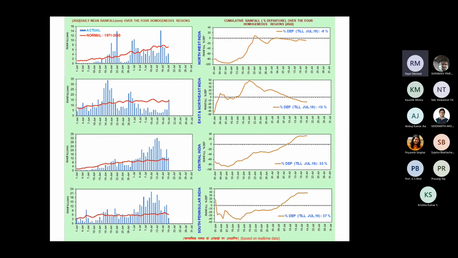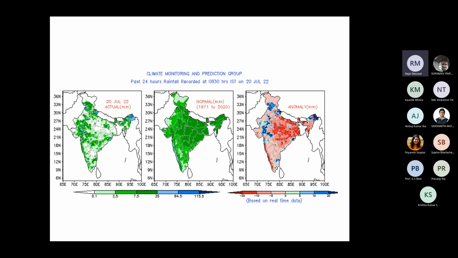If you look at the homogeneous regions also, you can see clearly northwest and northeast India suffered badly. They had below normal rainfall, and both central India and South India did very well. Although I don't have the 20th July actual data, I don't know why, they have put up the actual rainfall till 8:30 this morning. You can see clearly, yesterday was not a great rainfall day. It rained only in certain regions of northwest, Jammu and Kashmir and maybe Punjab. Most of India was dry.